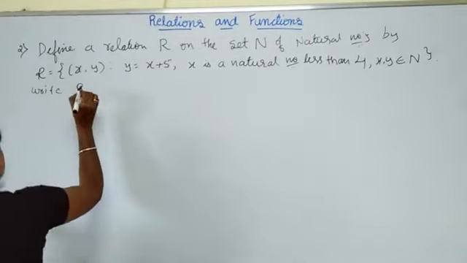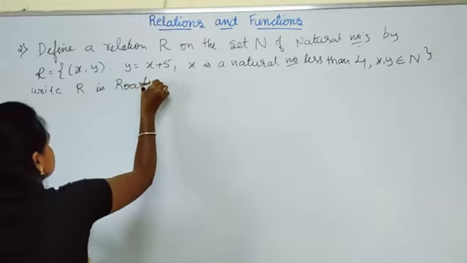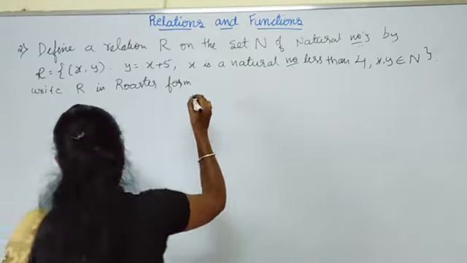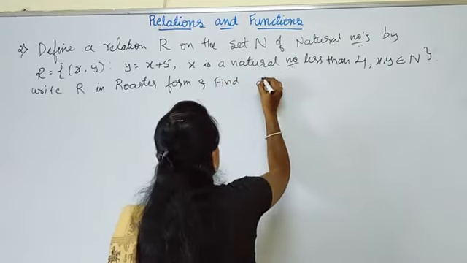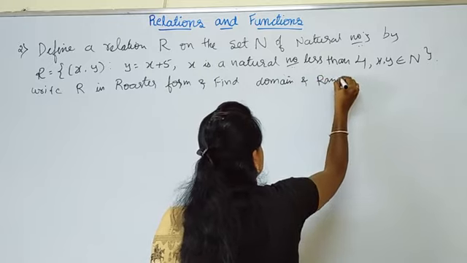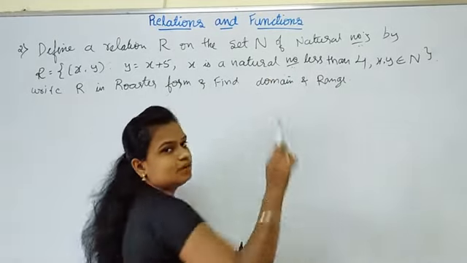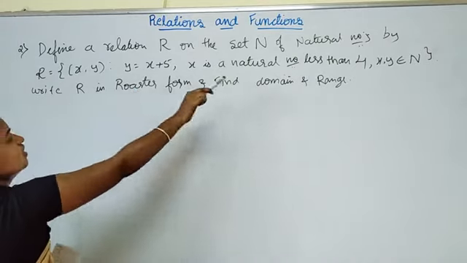So write the relation R in roster form, and also find the domain and range of the relation. This is the question. So define the relation R on the set N. N means the set of all natural numbers. So this is the relation.